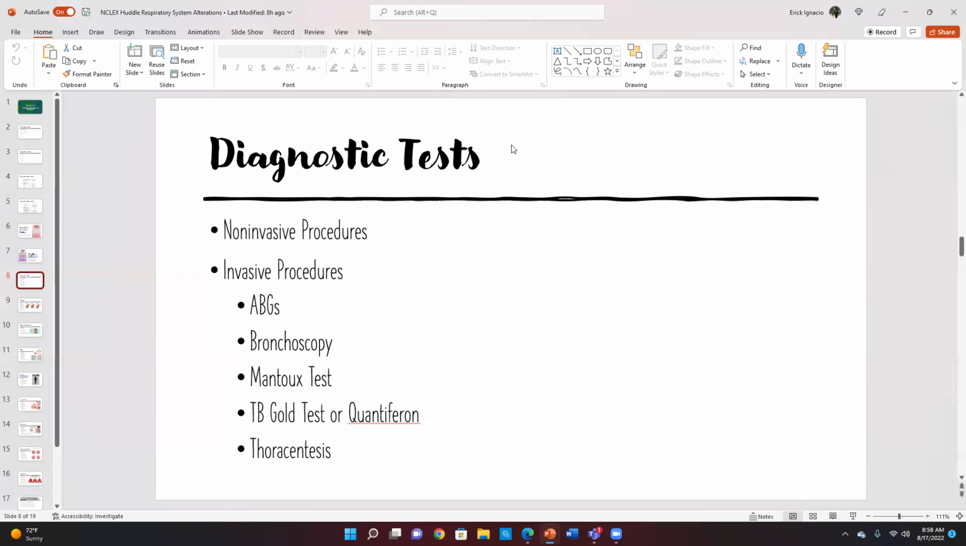Let's now talk about the TB Gold test or the QuantiFERON test. Maybe some of you got this done for your Castle Branch requirements, right? The purpose of this test is to identify the presence of Mycobacterium tuberculosis infection. What they're doing is measuring the immune response to the TB bacteria in the whole blood. Okay, so that is your QuantiFERON. That is the gold standard.